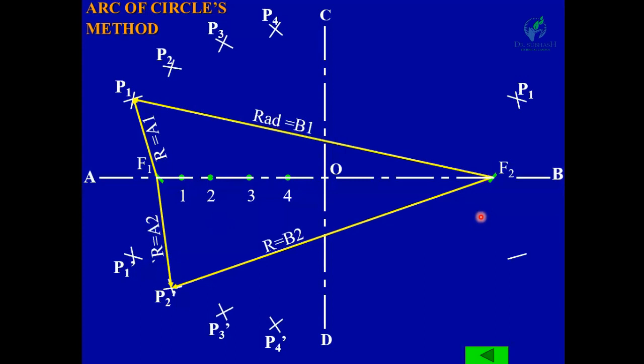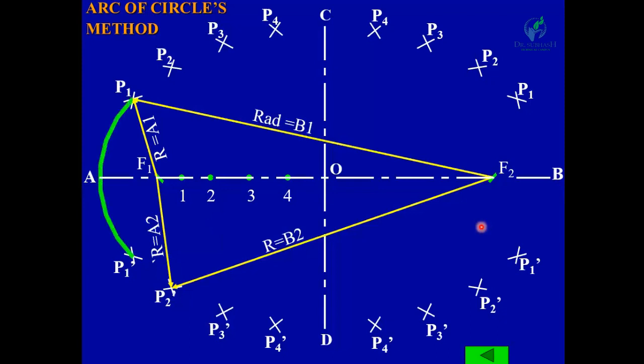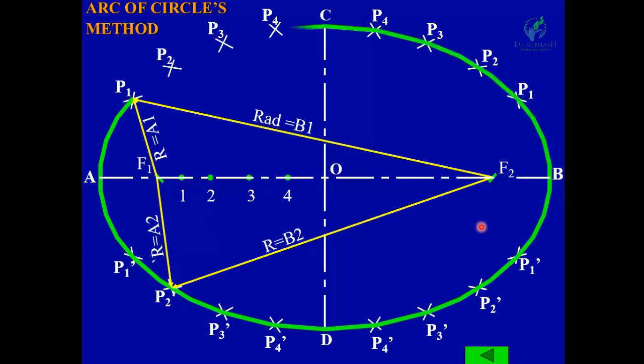Okay. Similarly, you will get points on the other side of minor axis CD, that is P1, P1 dash, P2, P2 dash, P3, P3 dash, P4 and P4 dash. Okay. Now join all these points by a smooth curve. This curve is known as an ellipse.